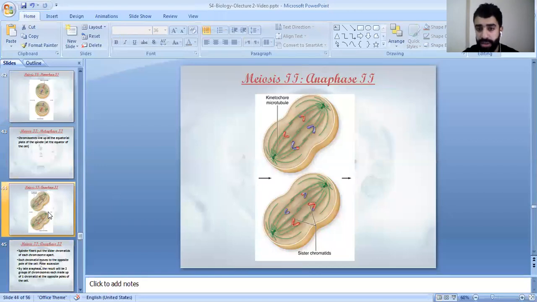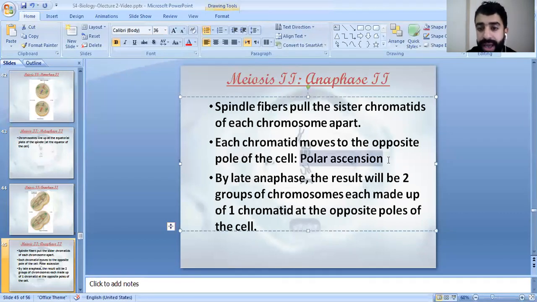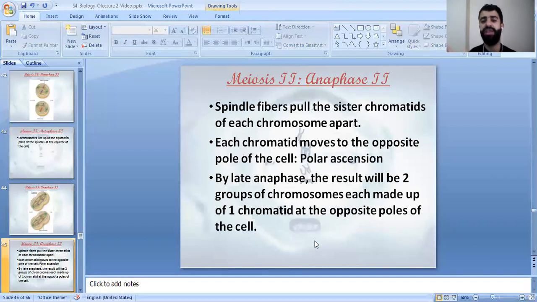Moving forward, anaphase 2. As you see here, the spindle fibers pull the sister chromatids to opposite poles of the cell, forming what's known as bipolar ascension. This is similar to mitosis. Each chromatid moves to the opposite pole of the cell. By late anaphase, the end of anaphase, we have two groups, each made of one chromatid at the opposite poles. Until now, prophase 2, metaphase 2, and anaphase 2 are identical to mitosis. So anaphase 2, we finished.